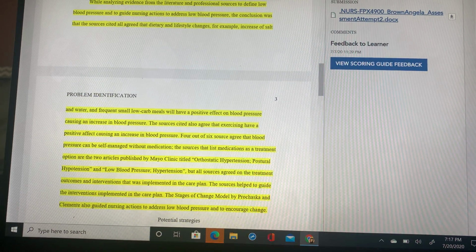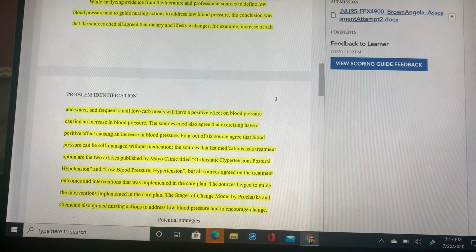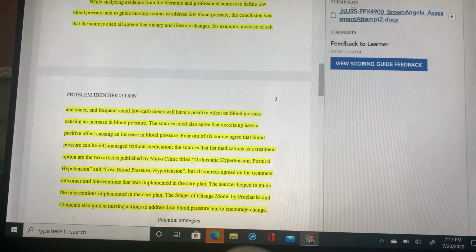So at first I didn't talk about the authors. I just put the stuff in there and I didn't have anything to back it up. So I redid it.